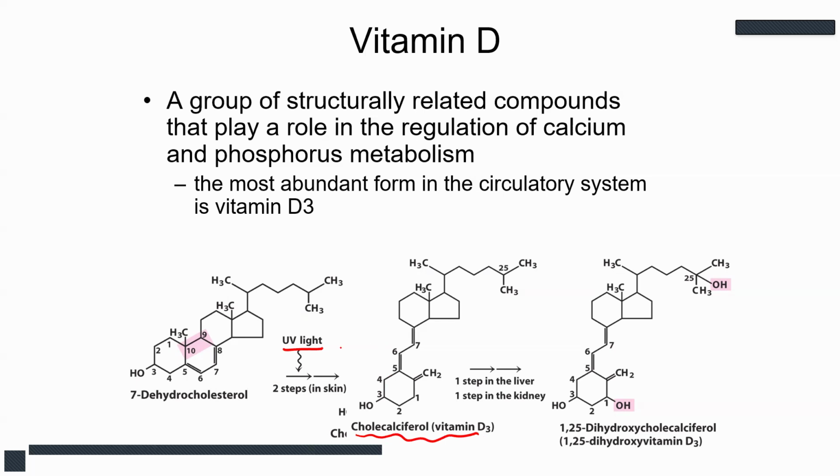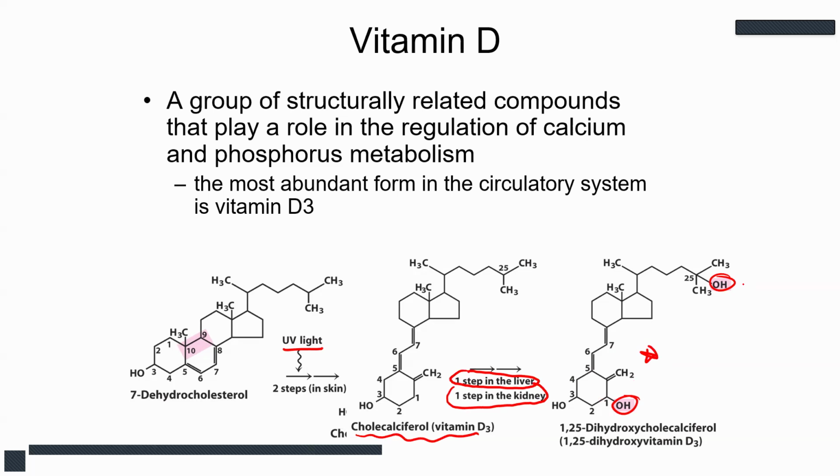Now, after that UV light exposure, your liver function must be intact. And then after your liver, your kidneys must function properly. So UV light followed by liver, followed by the kidney, and boom, you've got this 1,25-dihydroxycholecalciferol, where these hydroxyl groups have been added by the liver and the kidneys respectively.